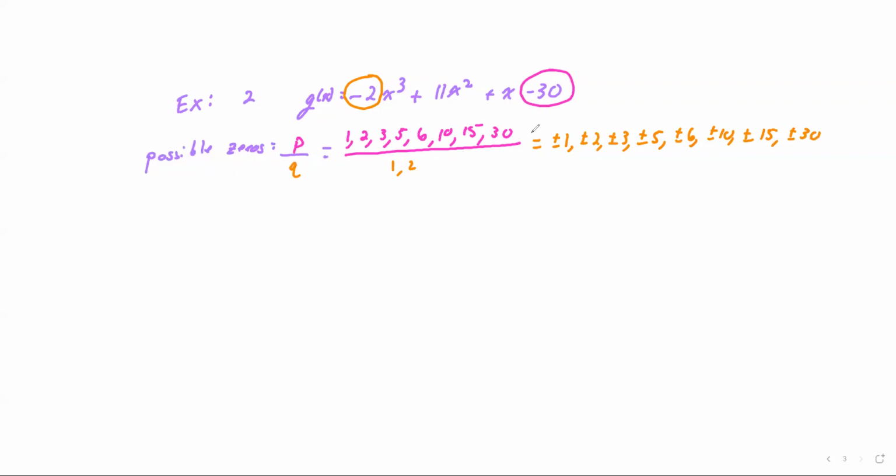Now I've got to divide those all by 2. I run out of room, so I'm going to do plus or minus 1/2. 1's already been used. Plus or minus 3/2. Plus or minus 5/2. 3's already been used. 5's already been used. Plus or minus 15/2, and then 15's already been used. So those are all the possible zeros that this could have. Now, the next thing is trying to determine which one is a zero.